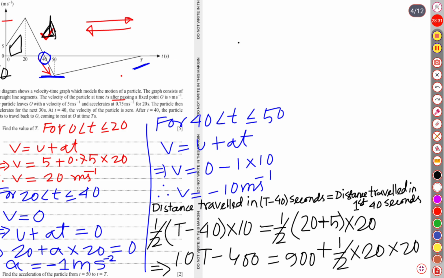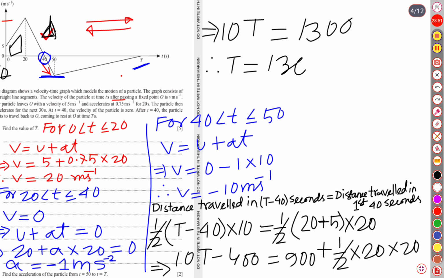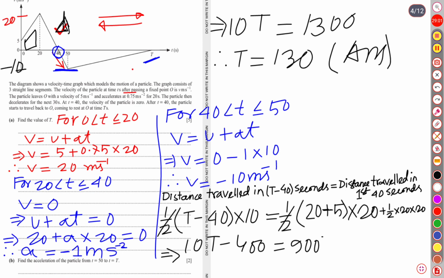Well, so 10T is equal to 900 plus 400. It's 1300. Hence our T is going to be 130 seconds. That is our final answer. That's all about the solution to the first part of this question.